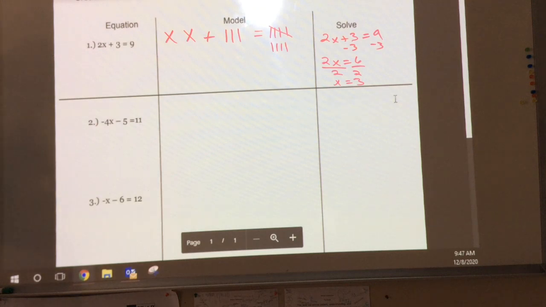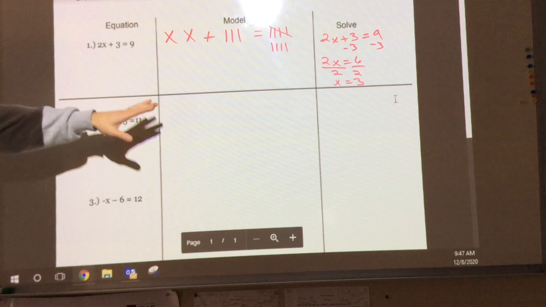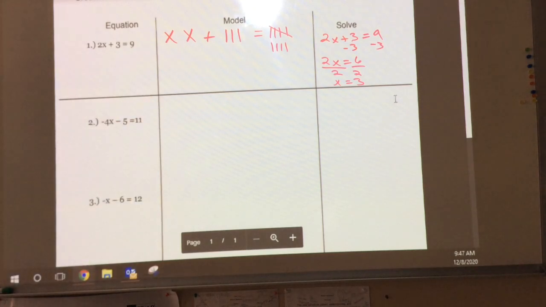All right, so now what I'm going to do is I'm going to rewrite this problem again in models. And as we finish up this lesson, I'm going to show you what the actual test questions might look like so you can see what I'm saying.